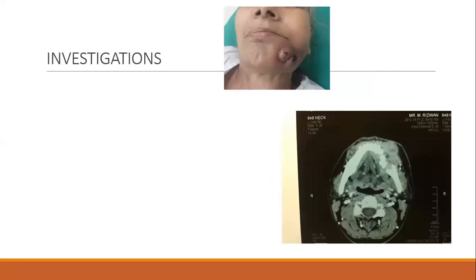Now, what are the various investigations you should do if there is an obvious malignant tumor in the oral cavity like this one, or in the previous picture which you have seen? Then you can do the CT scan before the biopsy. But if you are not sure, you do the biopsy first and then the CT scan.